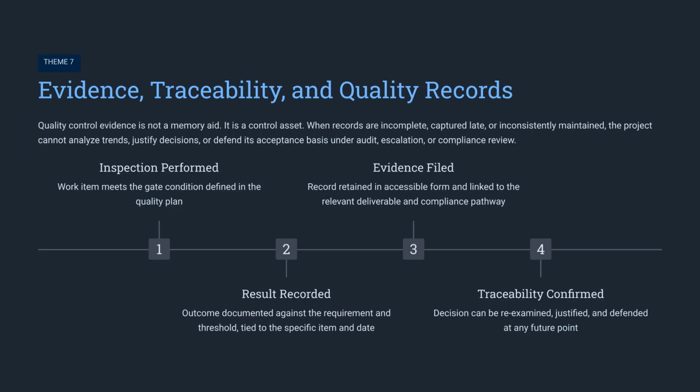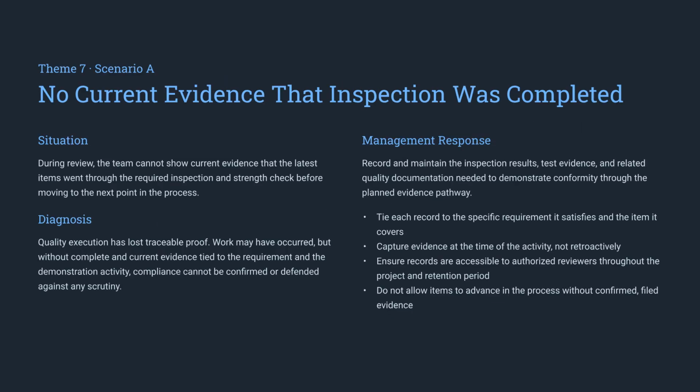Theme 7 highlights the importance of quality records. Quality control evidence is a vital control asset, not just a memory aid. A complete acceptance pathway requires a disciplined process: performing inspections, recording results accurately, filing evidence, and confirming total traceability for any future audits. When evidence of completed inspections is missing, quality execution loses its proof.